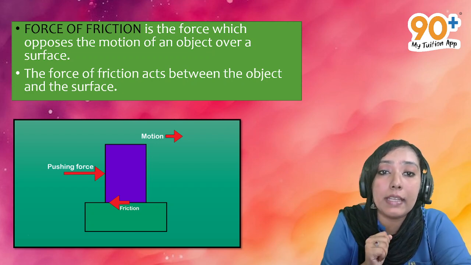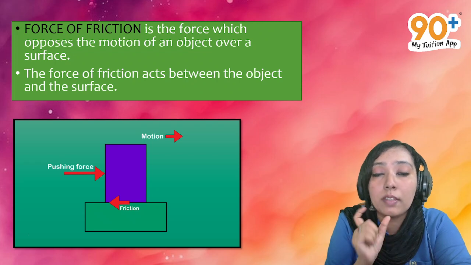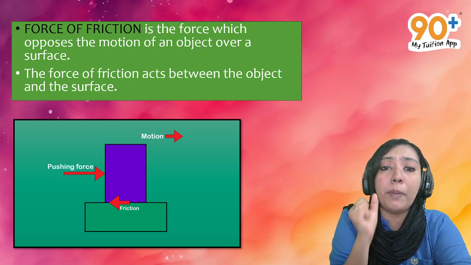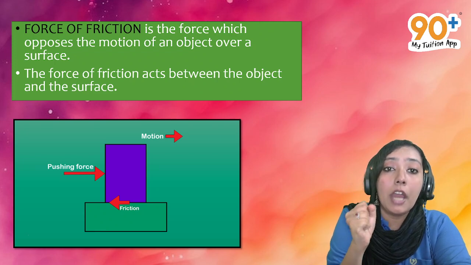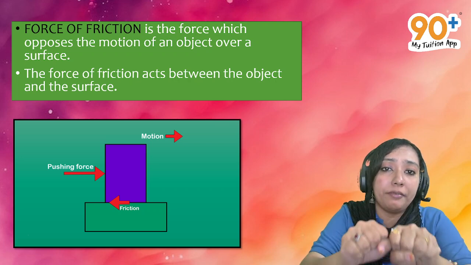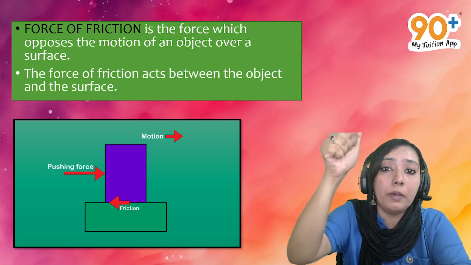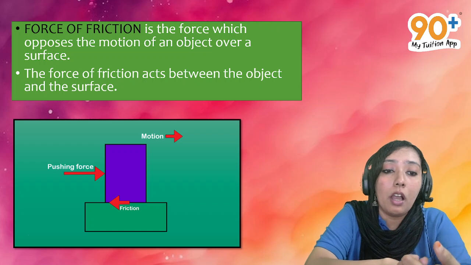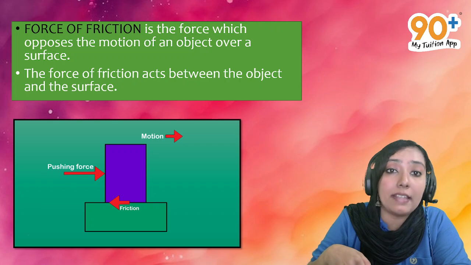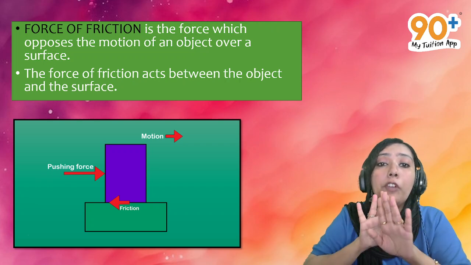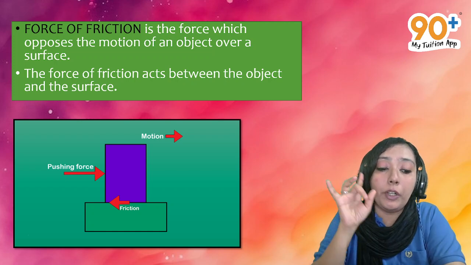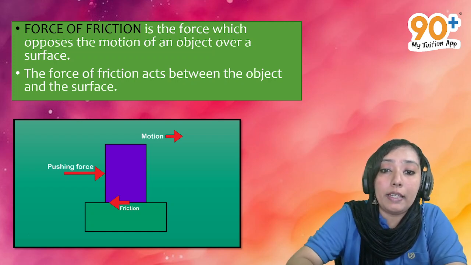Now in this case, if it was not a smooth surface, if it was a bumpy surface, friction will be more. What will happen if friction is more? You have to push harder. Understood? If it was a smooth surface, friction is less, and it will move faster. So all these have to be connected.